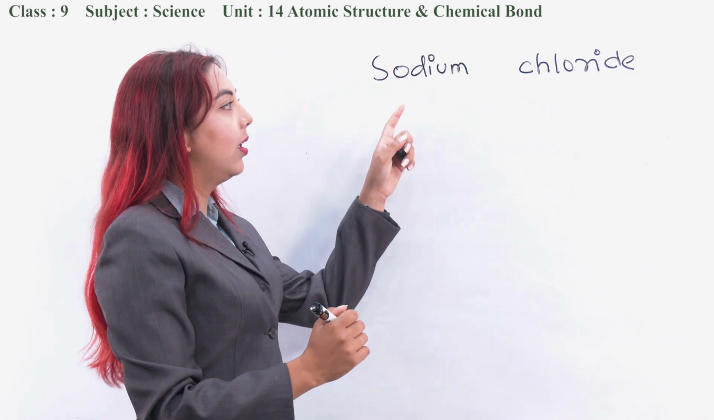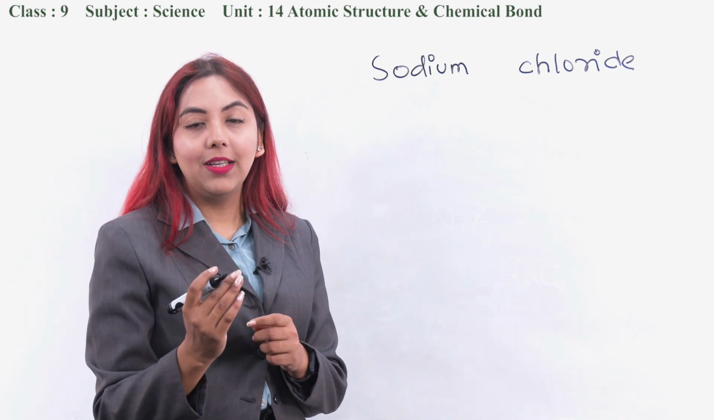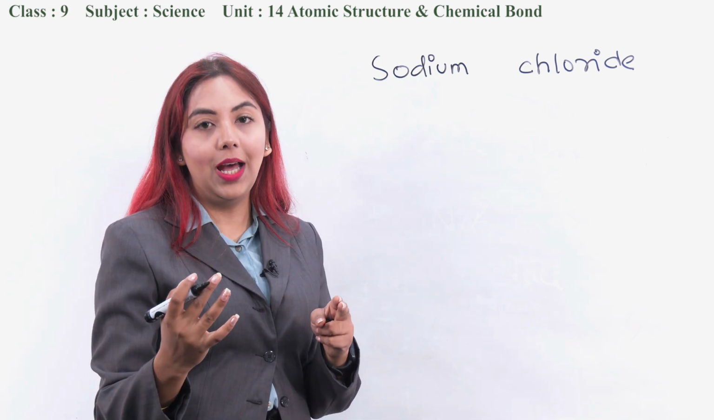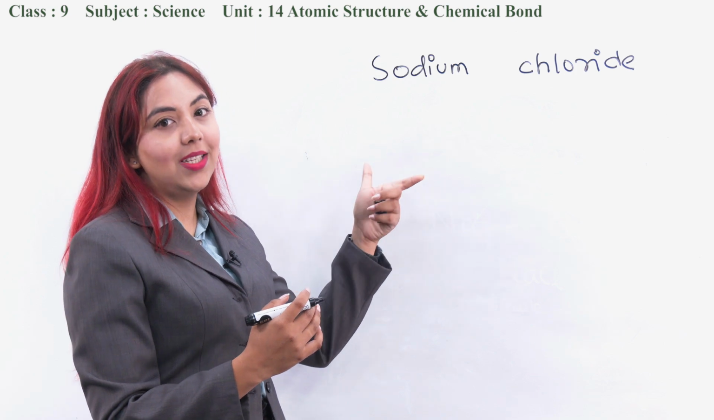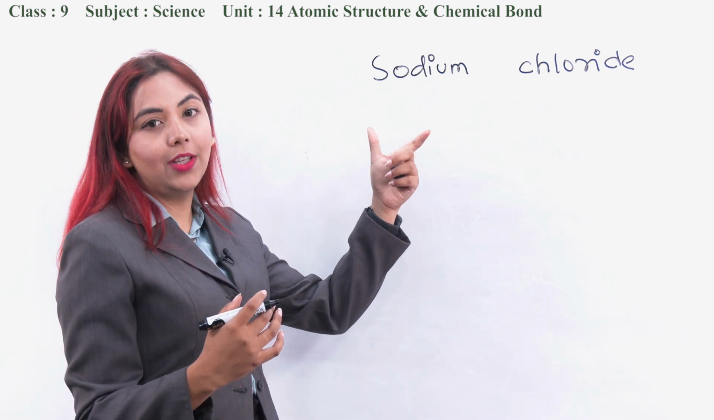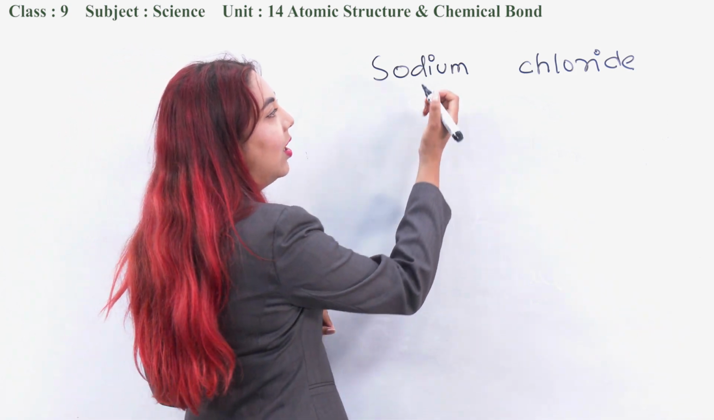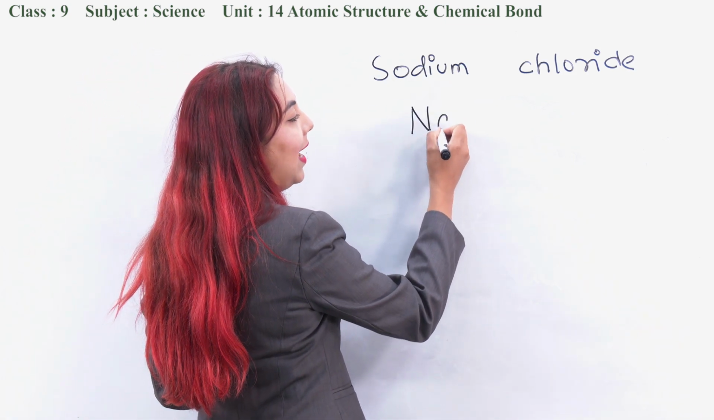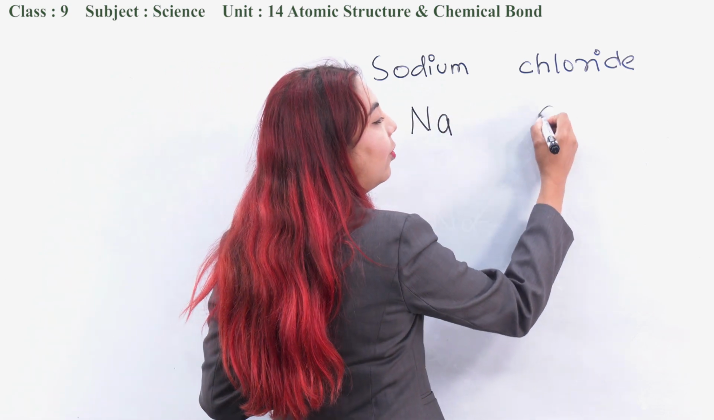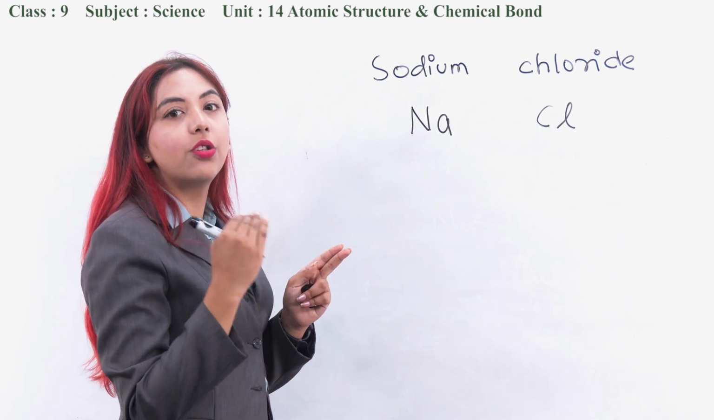So we already completed the first step. The second step is you should write the symbol or the formula of the element or radical present. So here we only have the element, so we have to write the symbol of these elements. So the symbol of sodium is Na and the symbol of chloride is chlorine Cl. So the second step is also completed.